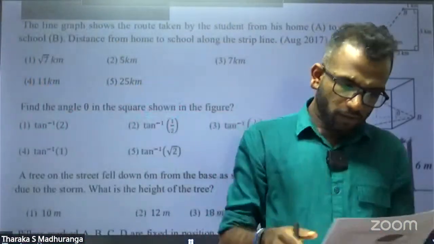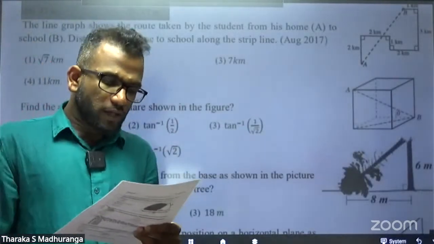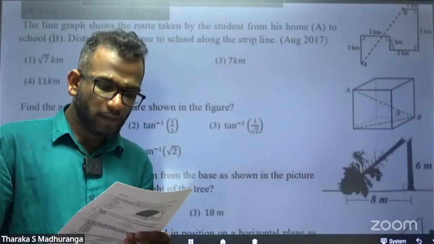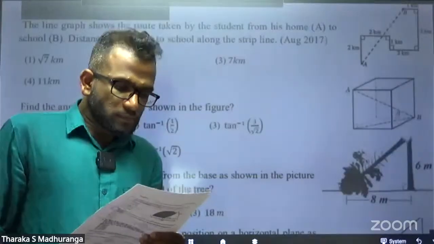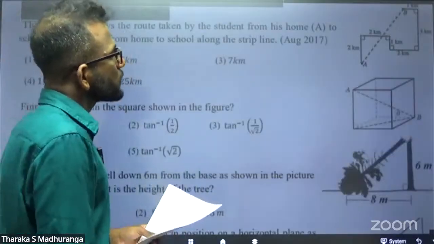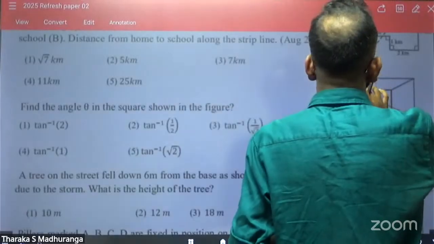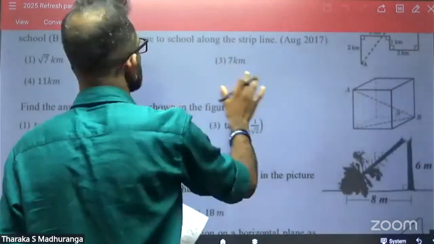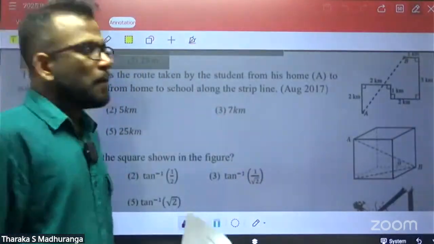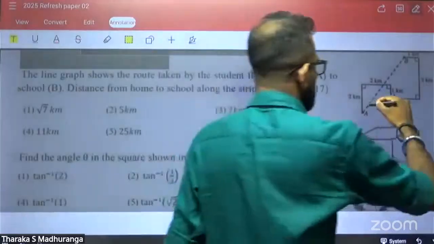Okay, come to question number 1. The line graph shows the route taken by the student from his home A to school B. The distance from the home to school along the string line. This is a string line. This is a school to home. The distance asking. Okay. How to get this distance? How to get this distance? Okay, this line, this dash line, the distance of this dash line asks.